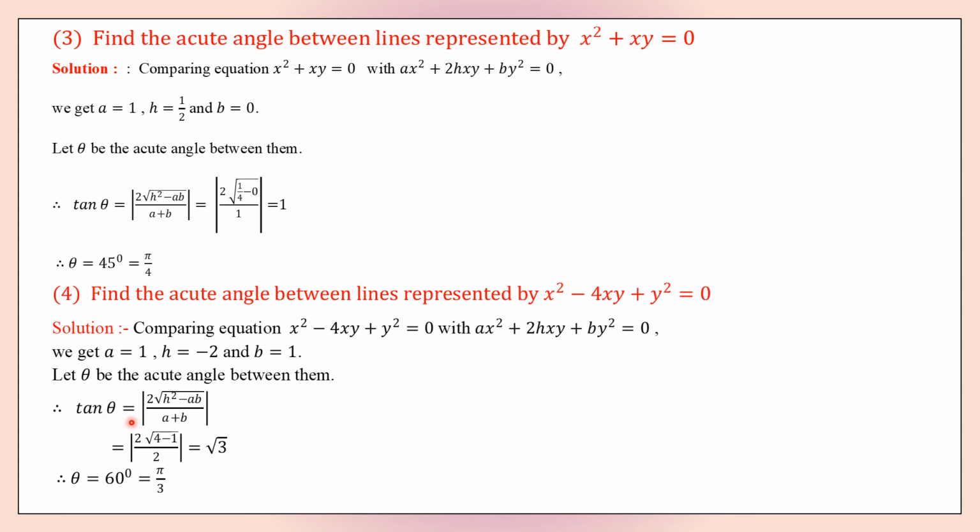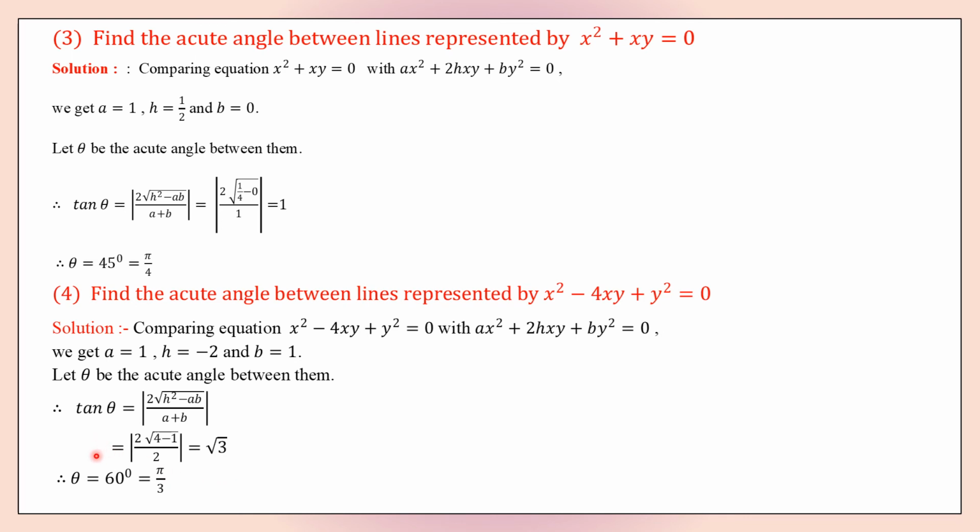Then tan theta equal to mod of 2 root of h square minus ab divided by a plus b. Put the values of a, h and b, we get tan theta equal to 2 root of h square. h is minus 2, minus 2 square is 4, minus a into b, 1 into 1 is 1, divided by a plus b, that is 1 plus 1 is 2, 2 cancel, root of 4 minus 1 is root 3. Therefore, tan theta equal to root 3.